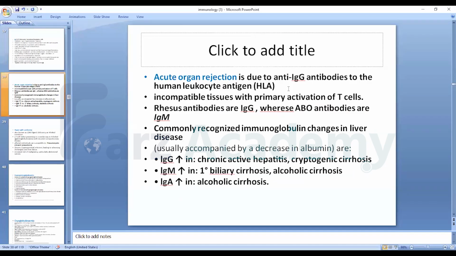Coming to transplant. Acute organ rejection is due to anti-IgG antibodies to the human leukocyte antigen in incompatible tissues, with primary activation of T cells. So rhesus antibodies are IgG, whereas ABO antibodies are IgM. Commonly recognized immunoglobulin changes in liver disease: usually accompanied by a decrease in albumin. IgG is increased in chronic active hepatitis and cryptogenic cirrhosis, IgM increased in primary biliary cirrhosis, and IgA increased in alcoholic cirrhosis.